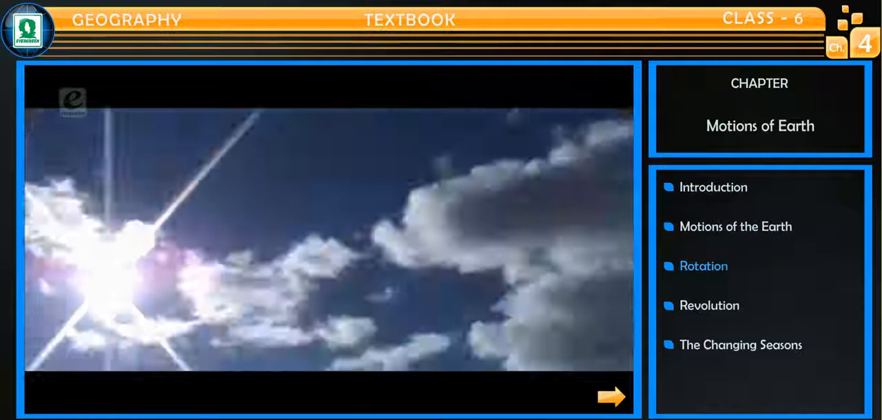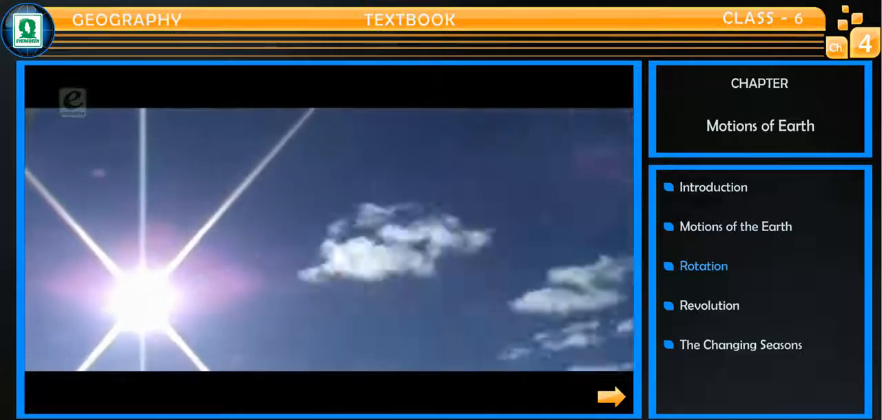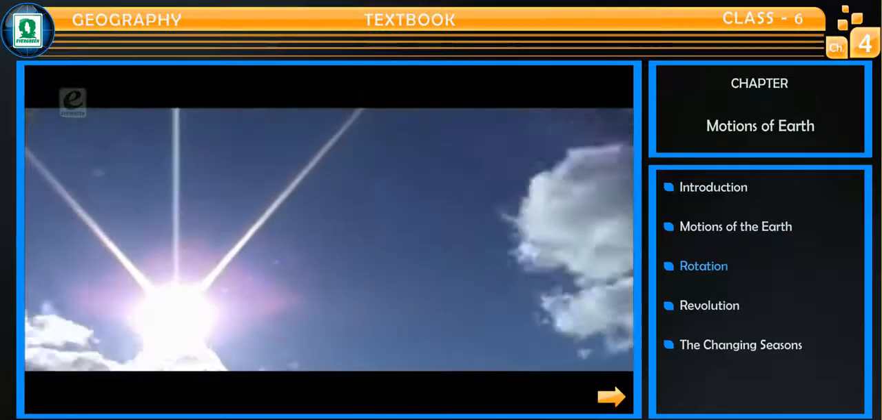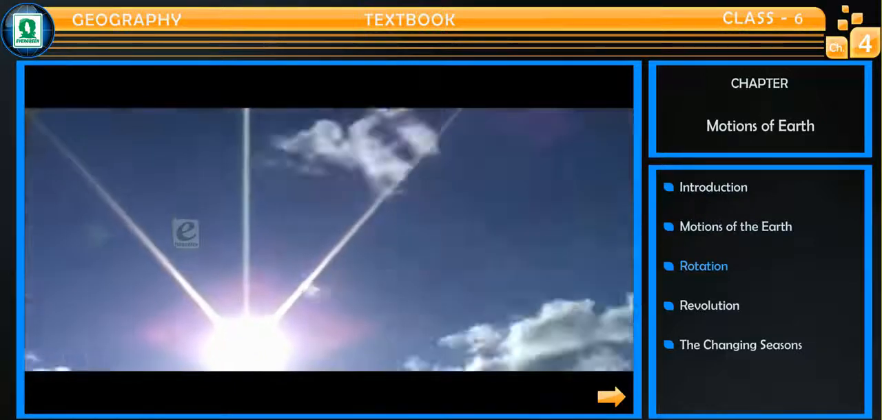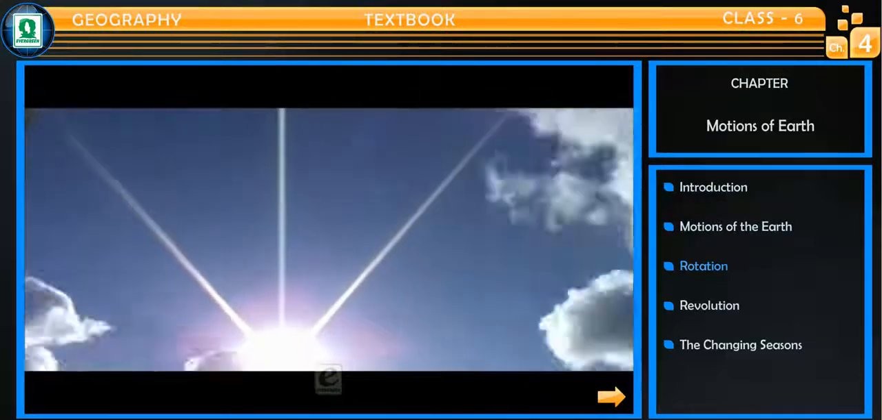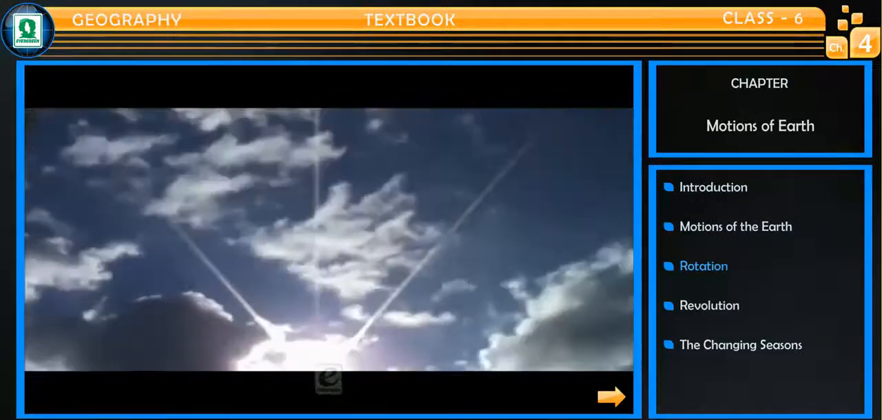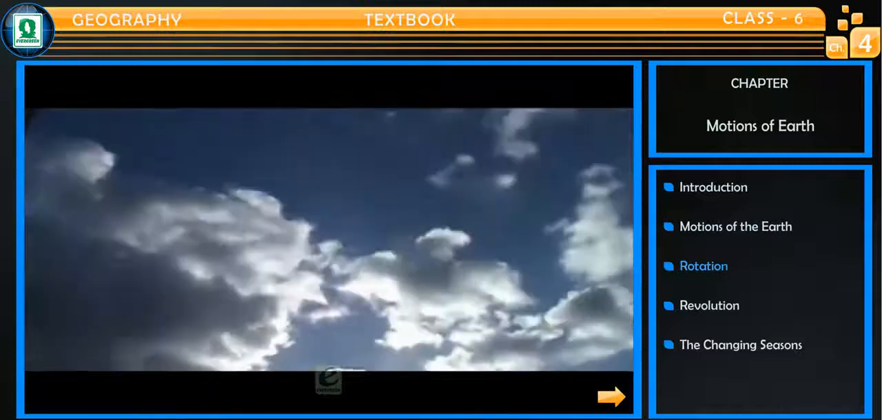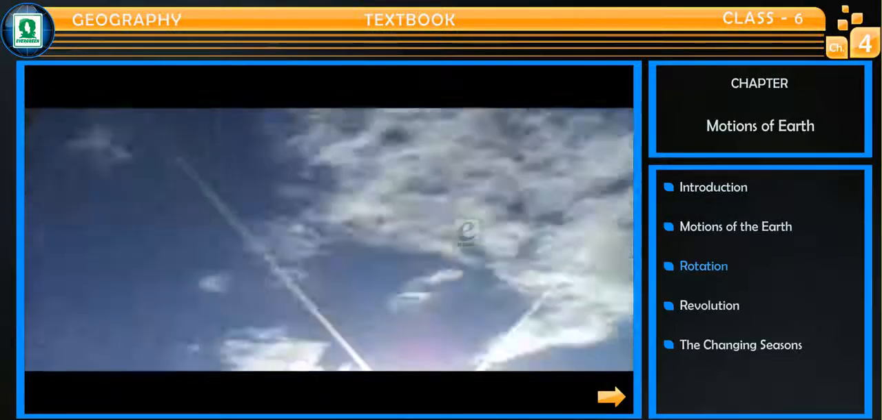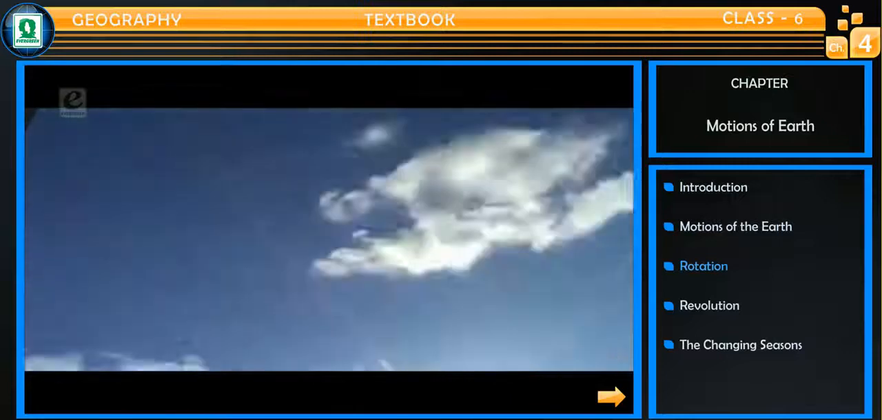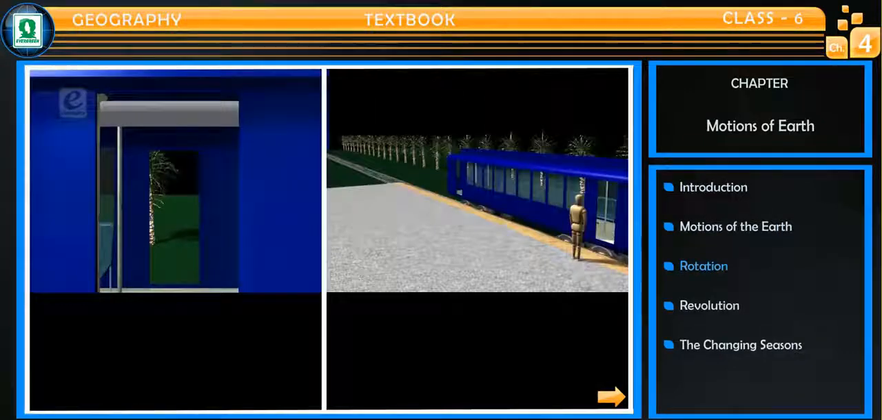You have seen that the Sun rises in the east and sets in the west. During the day, the Sun appears to be moving from east to west. In fact, it is not the Sun that moves, it is the Earth that moves. You won't believe it because you never feel this movement of the Earth. Let's understand it with the help of an example.